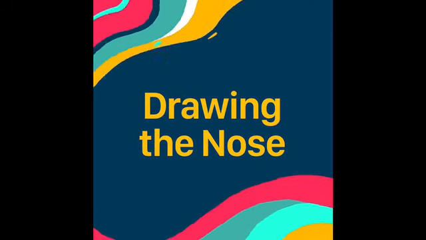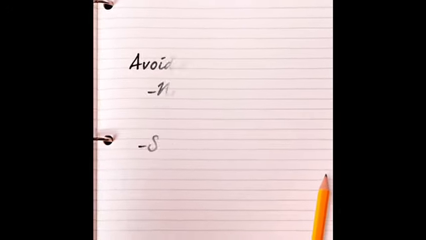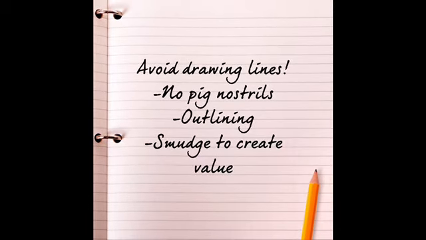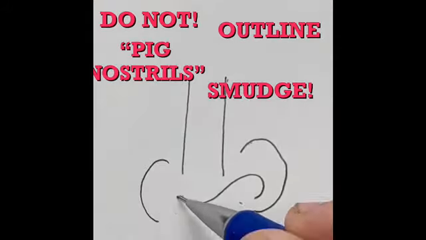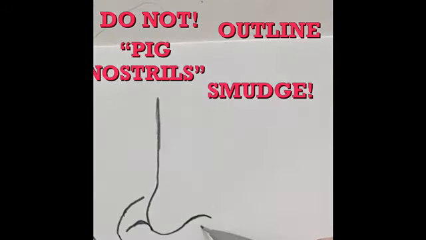Today we are going to learn how to draw the nose. First, let's go over how not to draw the nose. Avoid drawing lines, do not make nostrils that look like a pig, no outline, and do not smudge to create value. So here's a good example of a pig nostril. We do not want to have that.